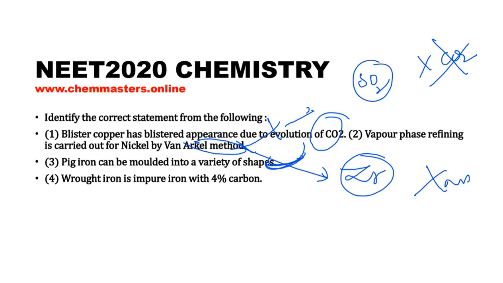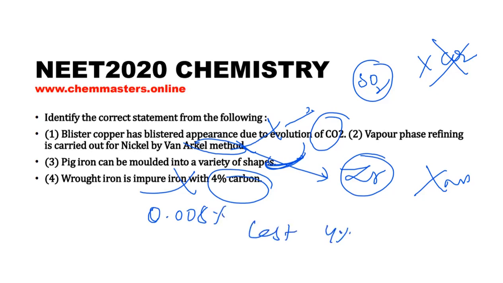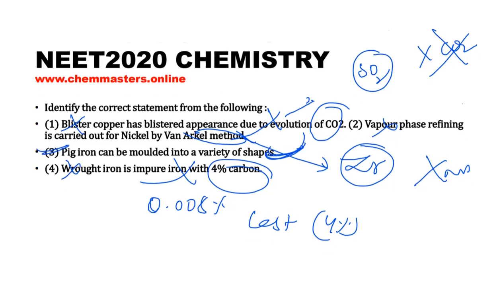And now, wrought iron is impure iron with 4% carbon. It is also absolutely wrong, because wrought iron contains a smaller amount of carbon, nearly 0.008 percent, and cast iron contains almost 4 percent of carbon in it. That's why we can eliminate the first option, second option, and fourth option, and the third option is the correct answer.